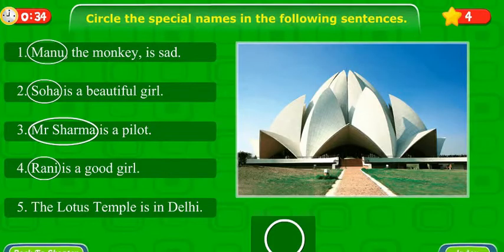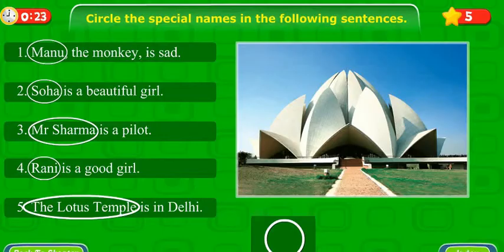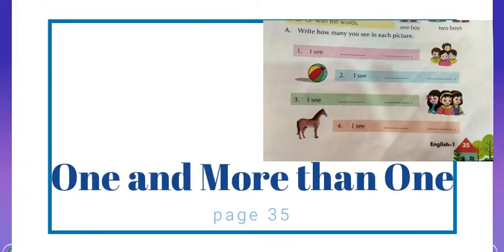Next is the Lotus Temple is in Delhi. In this sentence, the special name is the Lotus Temple. And one more special name is here, that is Delhi. Clear, beta?